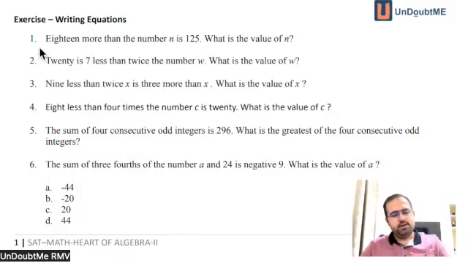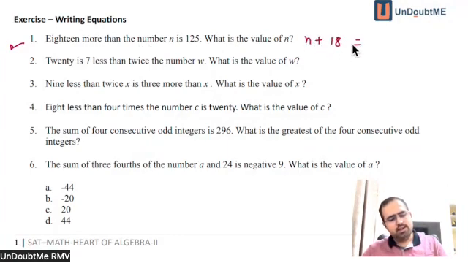You can, without doing anything, directly tell me the answer. I'll be fine with that, no need to write. 107. Yes, 107 is fine. So the equation will be n plus 18 is 125. So the value of n will be 107. Okay, next.